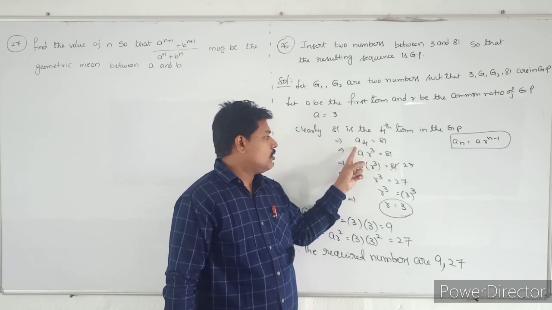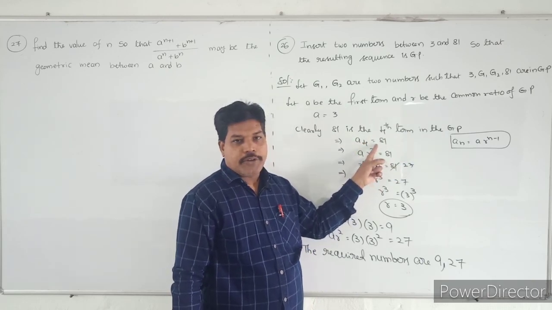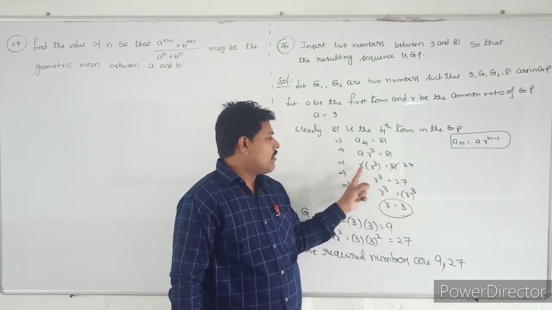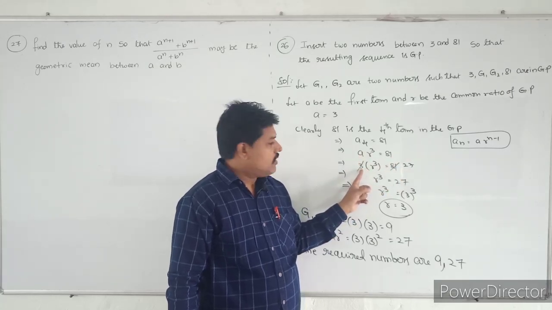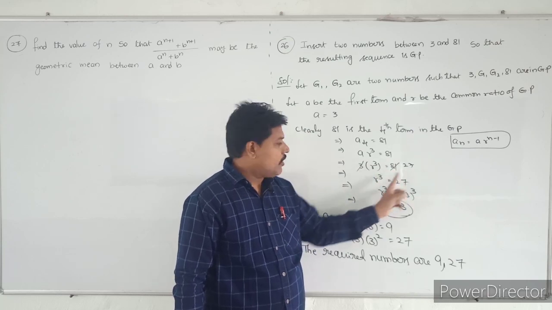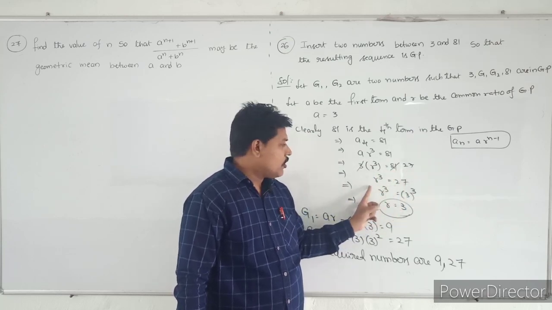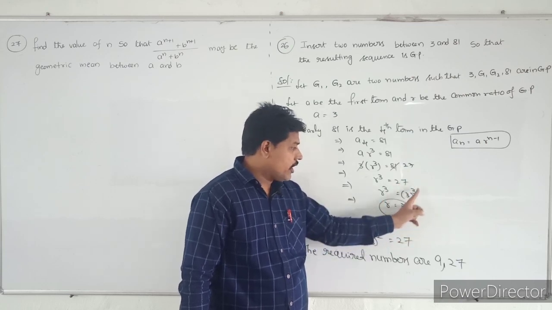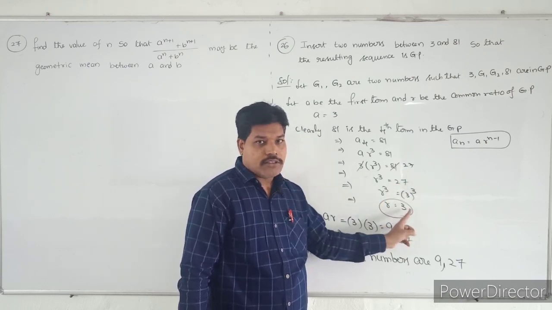So what is the fourth term? A R cube, A into R power n minus 1, and that is equal to 81. So A value is 3, we can replace the value here. So that is 3 R cube equal to 81. You can cancel the value, so R cube is equal to 27. Then R cube will become 3 cube, so R value will become 3.